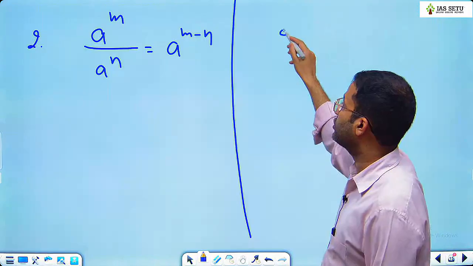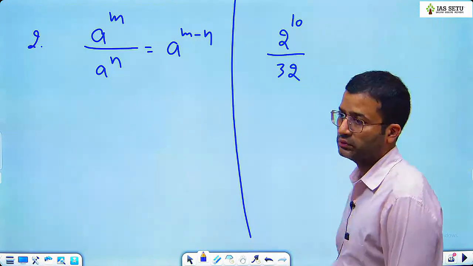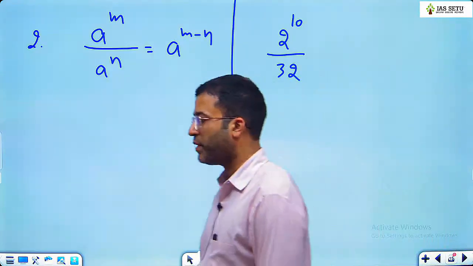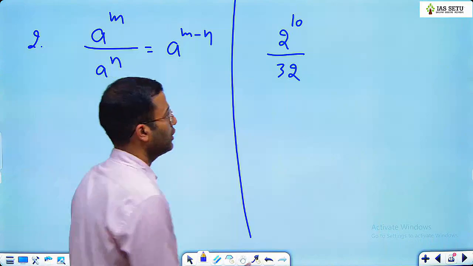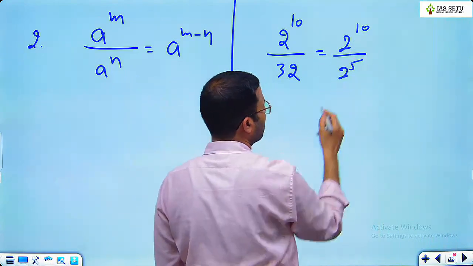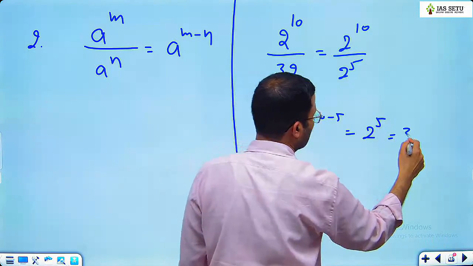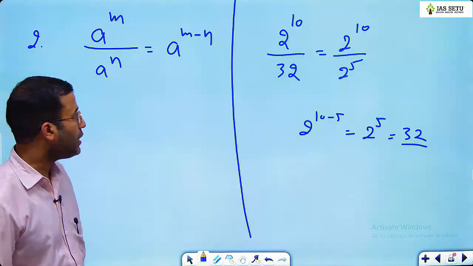Like if I ask you 2 to the power 10 divided by 32. 32 is 2 to the power 5. So it will be 2 to the power 10 minus 5, which is 2 to the power 5. And what is 2 to the power 5? 32. Your answer is 32. Let me ask you one or two extra questions.